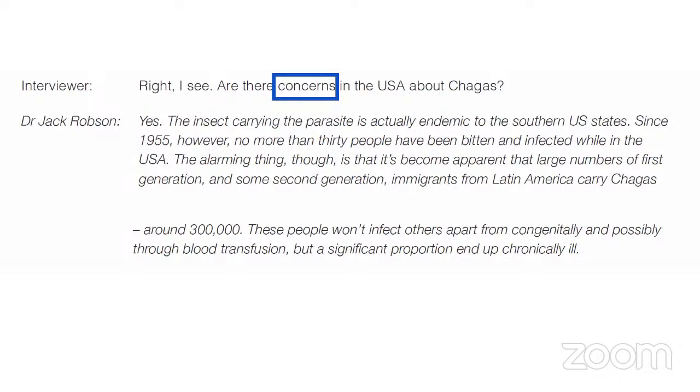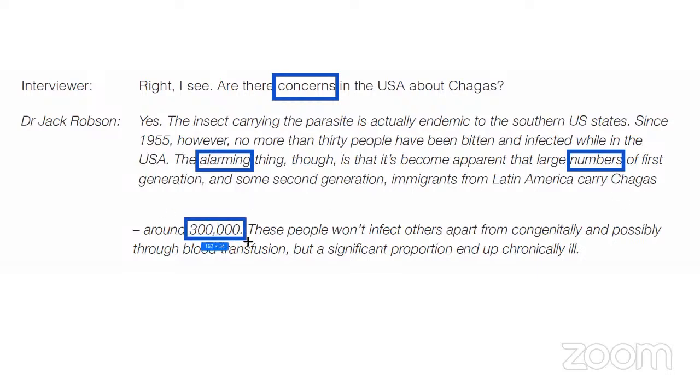Yes, Anju Kumari, good. The word is alarming. So, the insect carrying the parasite is actually endemic to the southern US states. Since 1955, however, no more than 30 people have been bitten and infected while in the USA. The alarming thing, though, is that it is becoming apparent, very clear, that large numbers of first generation and some second generation immigrants from Latin America carry Chagas.